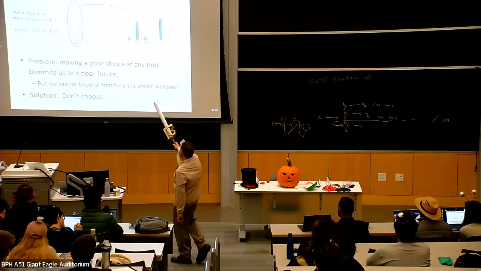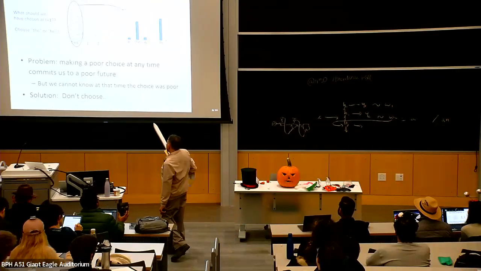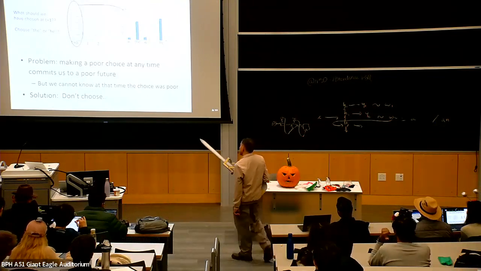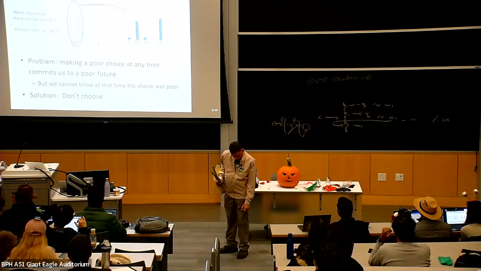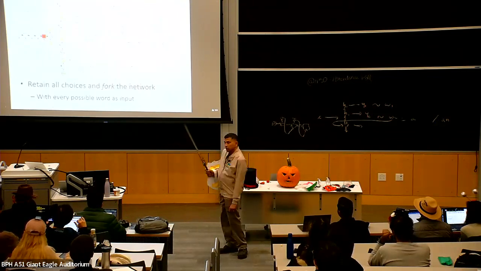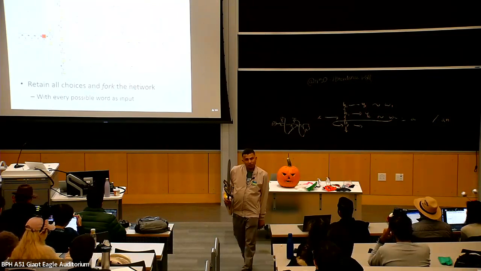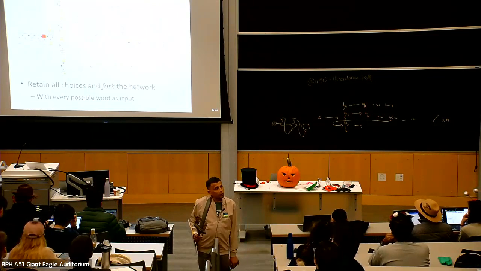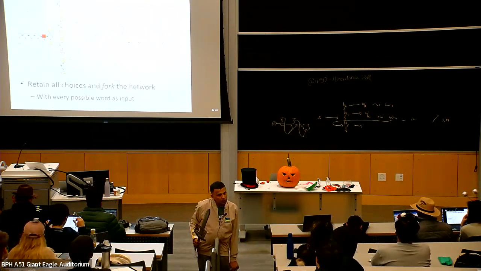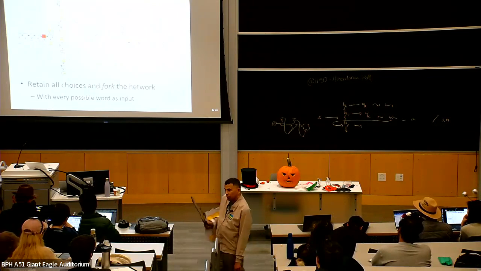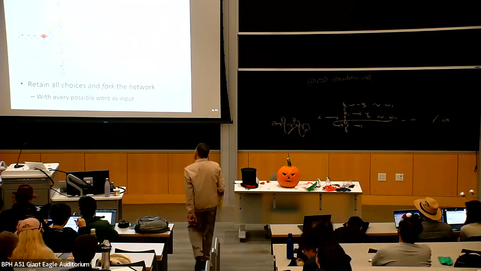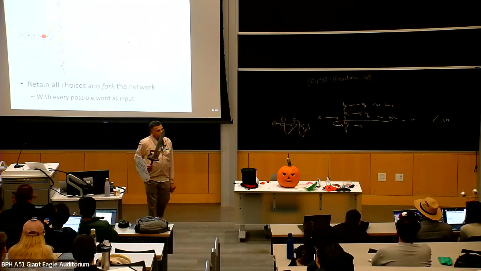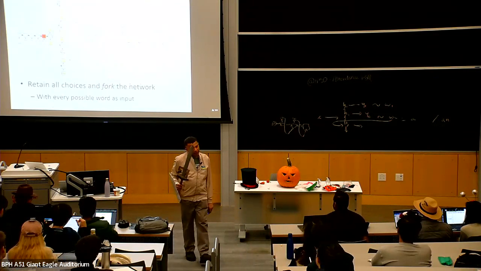Here's our problem. Our choices can get us stuck. Making a poor choice at any time commits us to a poor future, but we cannot know at that time if the choice was poor. So solution, we don't choose. Here's what you do. At the very first time, you give it a start of sequence marker. It's going to assign a probability to every word, right? Once you've assigned a probability to every word, in principle, you could be using every one of these words to initiate the decoding.